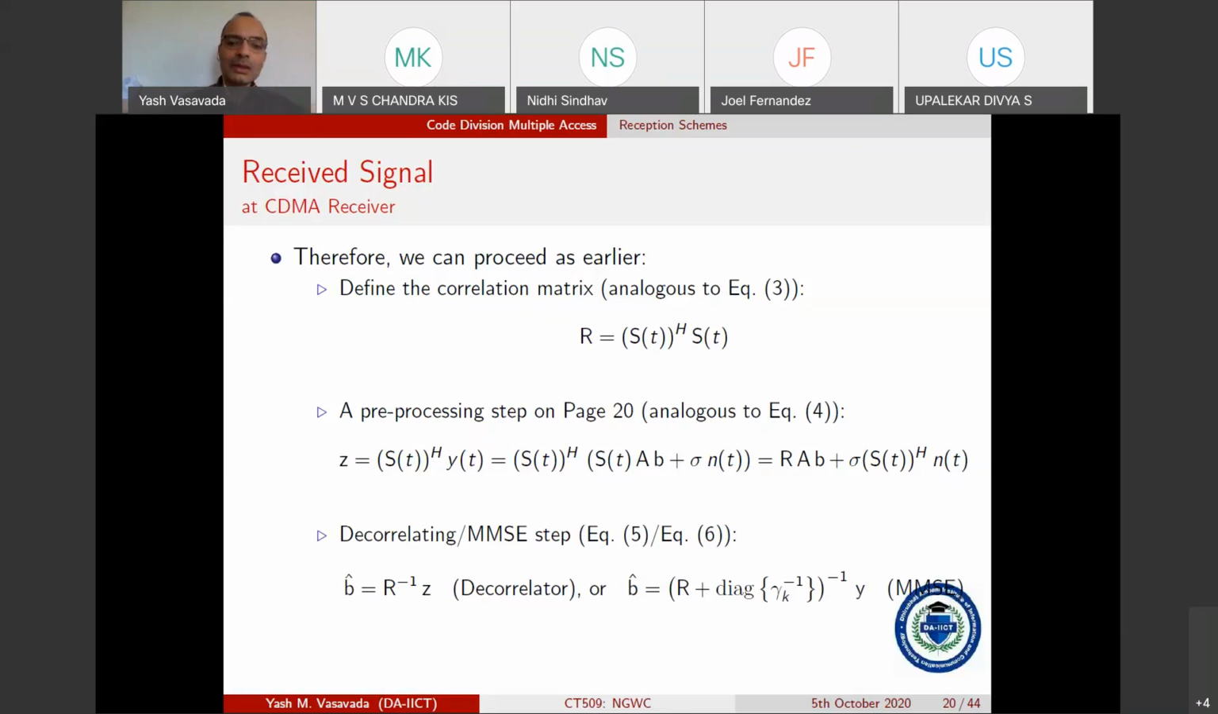Okay, so that is the main thing that I wanted to look at. This actually completes our design formulation. What the CDMA receiver will look like is completely captured here.